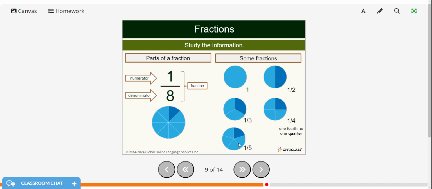And here we have the same circle divided into 5 parts. So the 5 becomes the denominator on the bottom. And the dark blue section, there's only one dark blue section, so that's the 1. So this is the fraction 1/5.